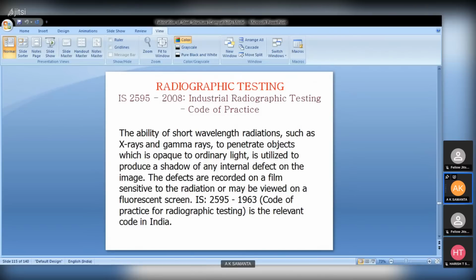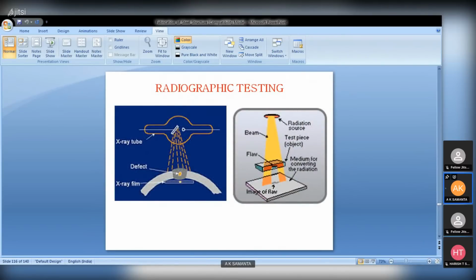2595 is the relevant code, and that is the basic principle. You see one tubular surface which has been welded. Now X-ray is given on the top, and the X-ray plate, the film, is at the bottom. Similar to how our body is also X-rayed for bone condition, this is the same. If any crack is there, that will be reflected in the film.